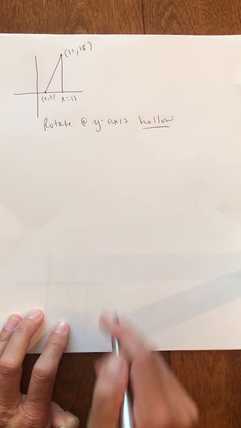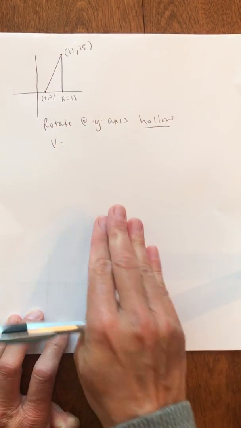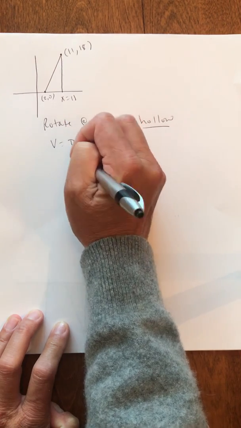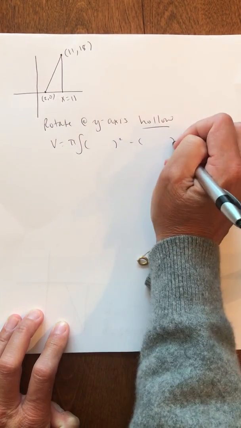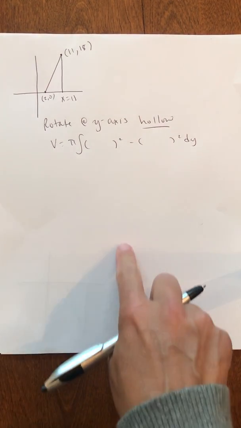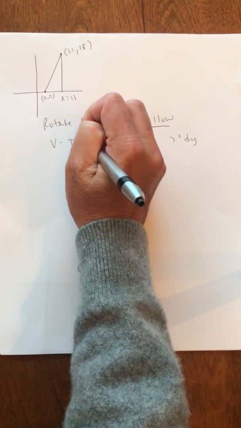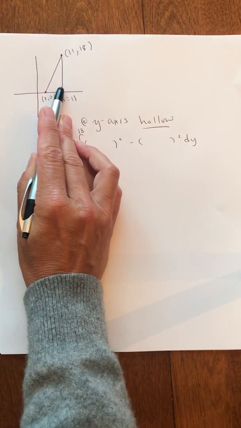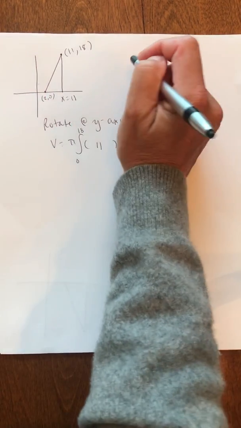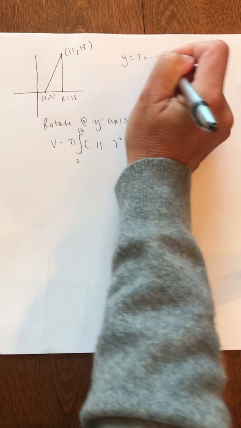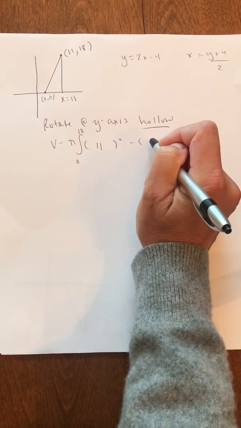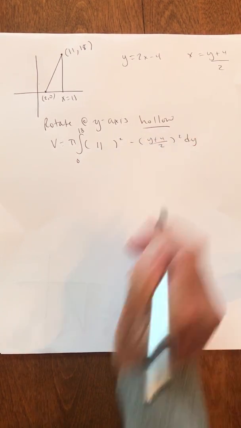And if I were to make rings, my volume would be stacked in the y direction. So my volume would be pi R squared minus r squared in the y direction. My y values go from 0 to 18. My outer radius is constantly 11. My inner radius is constantly the function. If y equals 2x minus 4, x equals (y plus 4) over 2. So that's what would go on the inside of here.